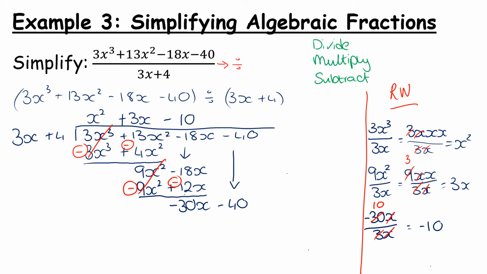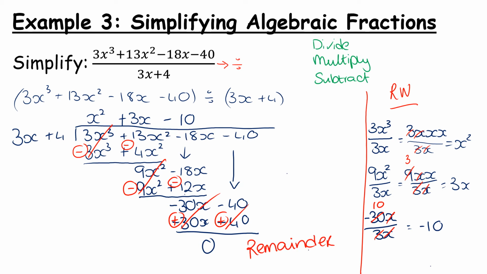So minus 10 by 3x is minus 30x, minus 10 by plus 4 is minus 40. So that's my multiplication done. So now let's do our final subtraction. And that leaves me with 0, which remember is the remainder. But again, it's important to remember that actually our answer is x squared plus 3x minus 10. So that's actually my solution, or my answer. Okay, is that top line there.